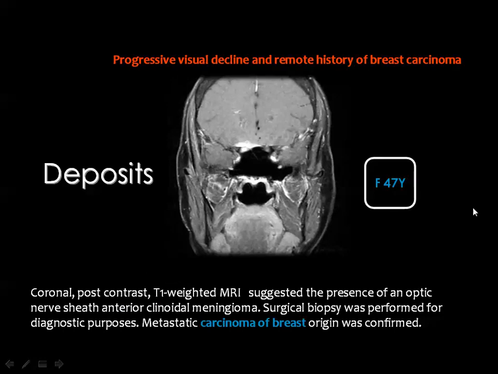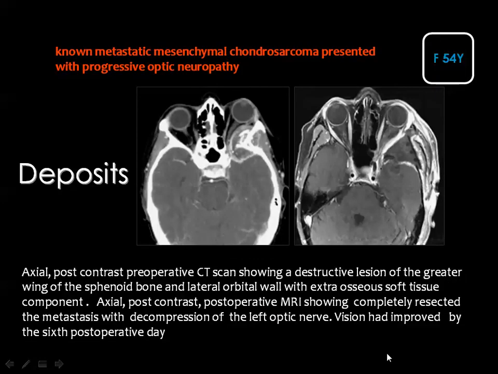And this patient got some enhancement of the dura and enhancement of the optic nerve. Then this was thought to be a meningioma of the clinoid as well as the optic nerve. This patient is known to have breast cancer, and the surgical biopsy confirmed that this is a metastatic deposit from the breast carcinoma. And this patient is known to have metastatic mesenchymal chondrosarcoma presented by progressive optic neuropathy.